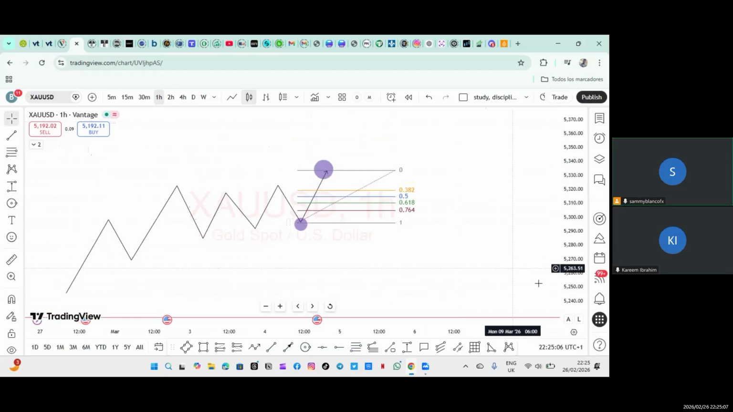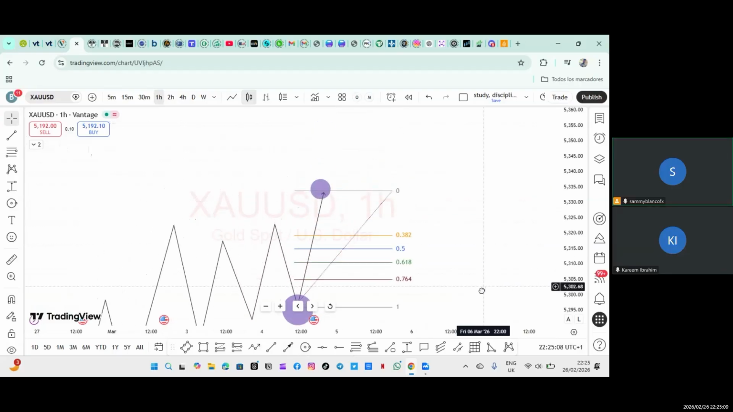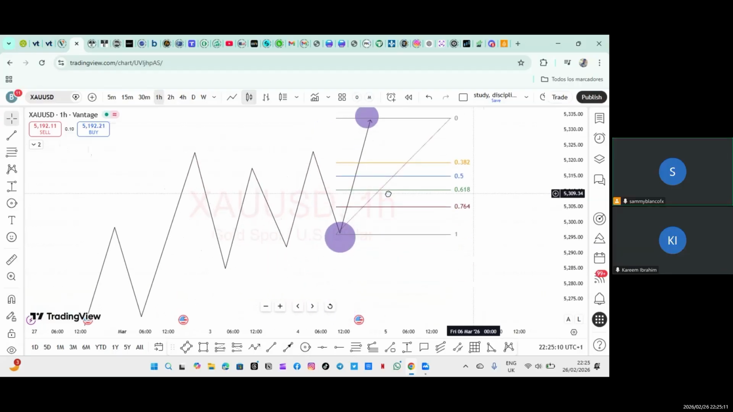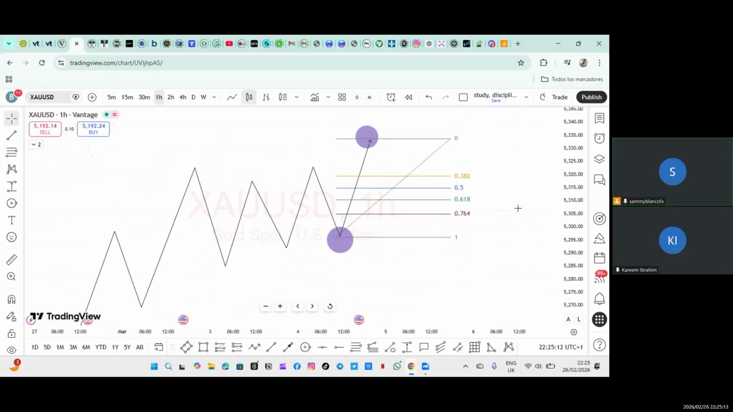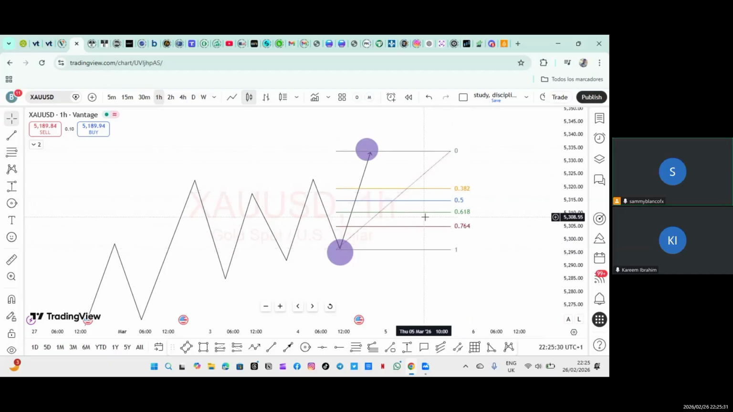According to the rules of this Fibonacci, anything above this 50% upward is counted as an expensive level. And anything below this 0.5 zone is counted as a discount level. But in this Fibonacci, we use between 0.5 and 0.618. That is our golden zone.